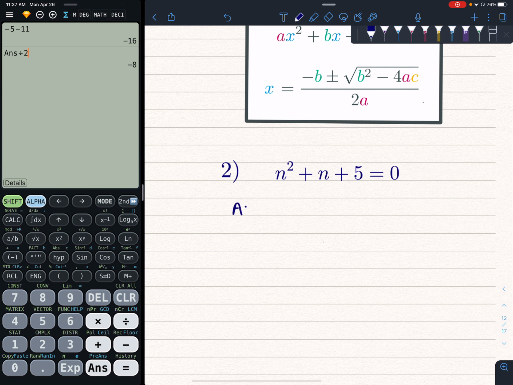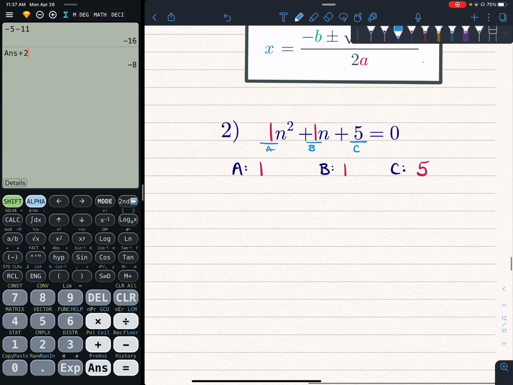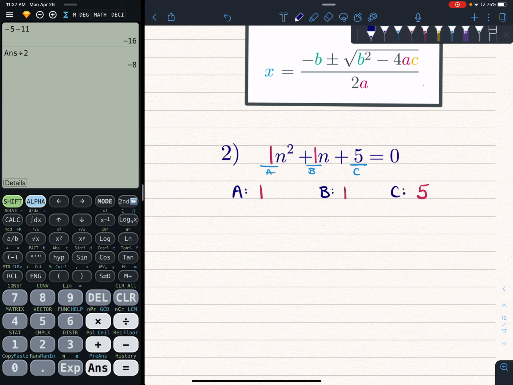So we're doing the same thing. We have to identify our A, our B, and our C. So again, here A is 1. In this case, B is also 1. And C is 5. So we've got A, B, C. And we just copy our formula the same way. So x equals negative b plus or minus the square root of b squared minus 4ac all over 2a.